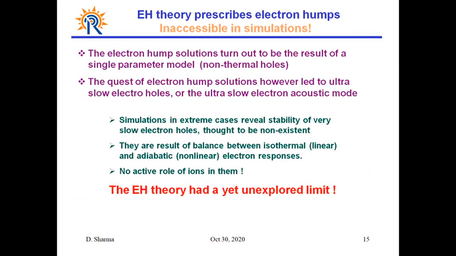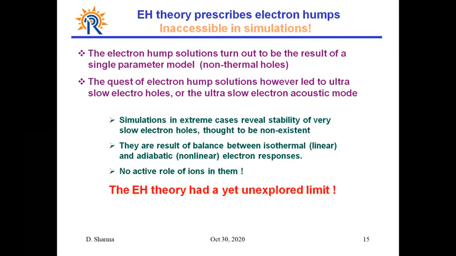And then, since the theory prescribed some very drastic solutions and prescribed some electron humps, we tried to explore if we can recover the electron humps additionally. But somewhat sadly, we concluded that electron humps are not possible because the theory is a single parameter theory and possibly requires an extension, and this extension will rule out the electron humps. But there was a byproduct. We found a surprising discovery. Simulation in the extreme cases reveals the stability of very slow electron holes, though they are non-existent.